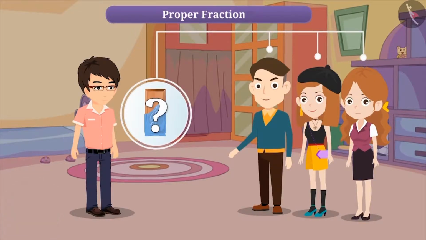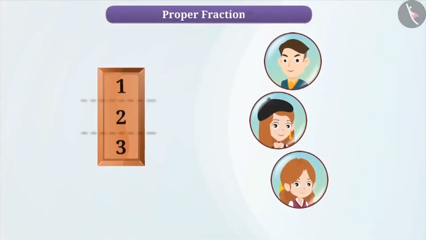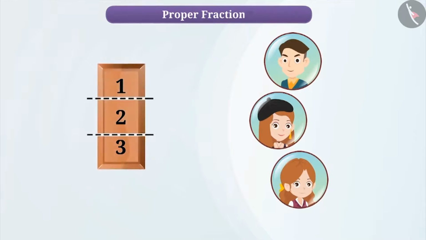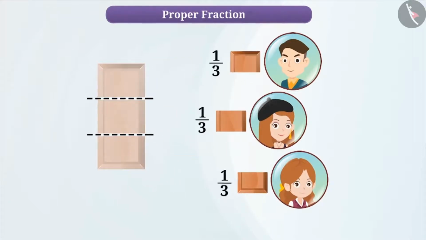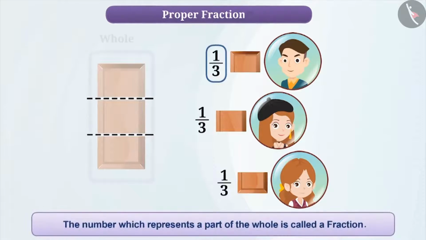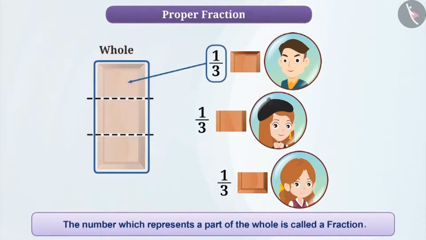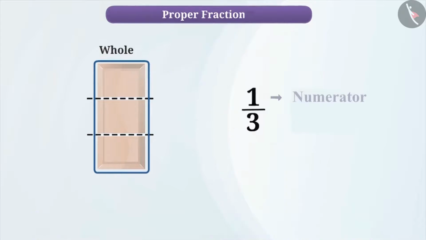Let me tell you, to achieve this, we have to divide the chocolate into 3 equal pieces so that each person gets 1 piece. By doing so, each person will get 1 by 3 of the whole chocolate. The number which represents a part of the whole is called a fraction. Fraction is expressed as numerator by denominator.